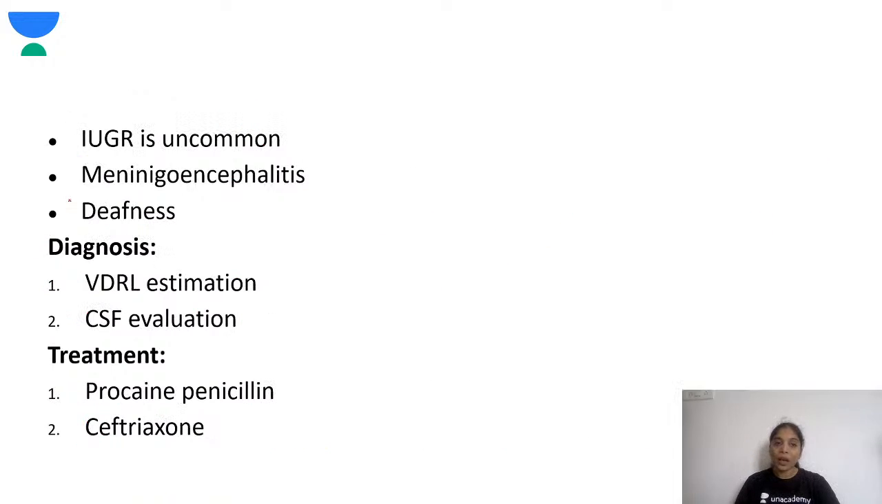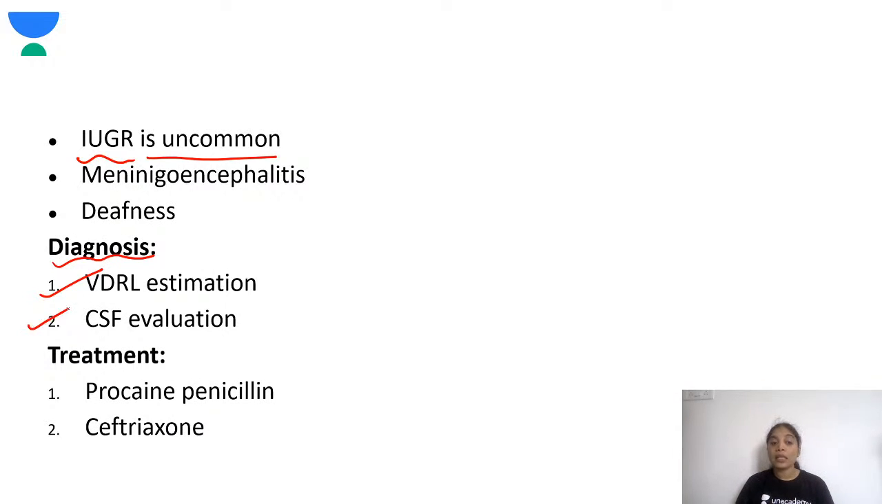When we come to IUGR, it is very uncommon in these. Meningoencephalitis can occur, deafness can occur. The diagnosis of this is by VDRL estimation. You do a VDRL and compare it with the mother's result.